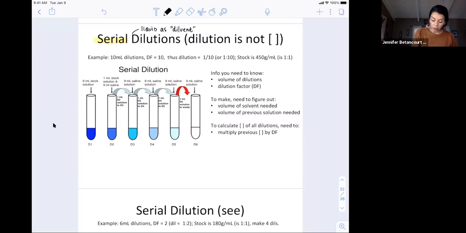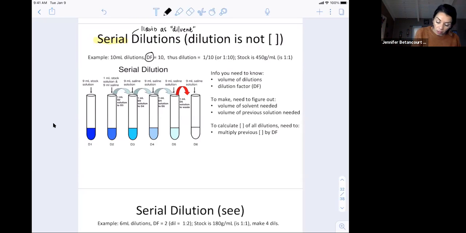This dilution factor is called DF. DF stands for dilution factor. If you had a dilution factor of 10, like this example on the slide, that means anytime you do this dilution, you are hoping to cut the concentration by 10. You're hoping to divide the concentration by 10. You want to make it 10 times less concentrated. All those phrases are synonymous and equal one another.